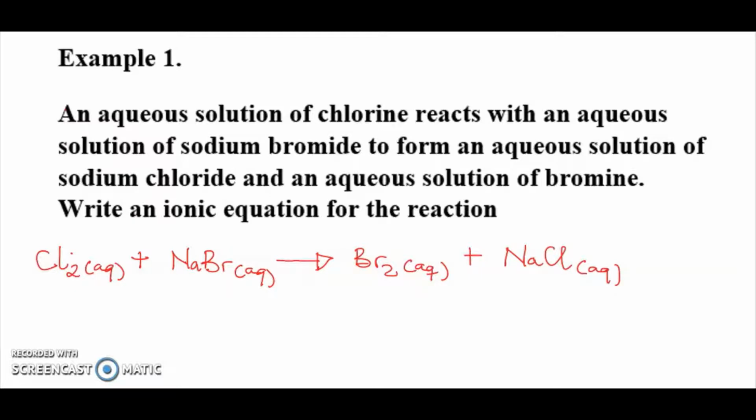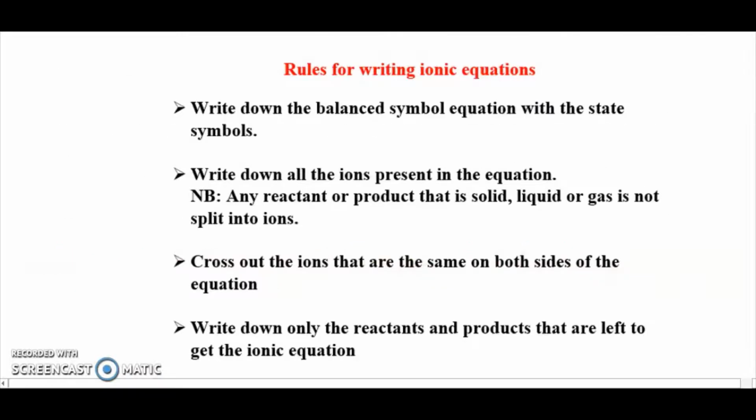Now that is the equation, but is our equation balanced? I don't think so. Over here we have 2 chlorine atoms, and to the right we have just 1. So we're going to put a 2 over here to balance the equation. On the right we have 2 bromine atoms, but on the left we have just 1. So we put a 2 over here. Our equation is now balanced. So let's look at the second rule. The second rule says we should write down all the ions present in the equation.